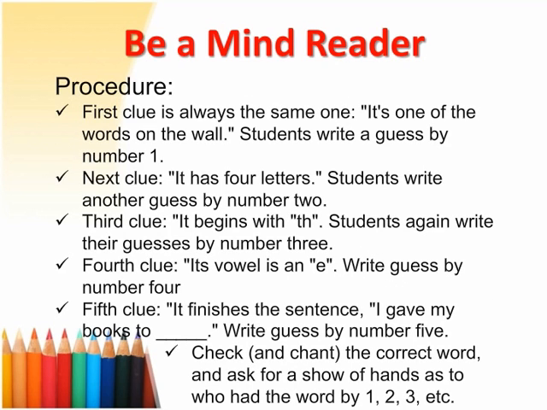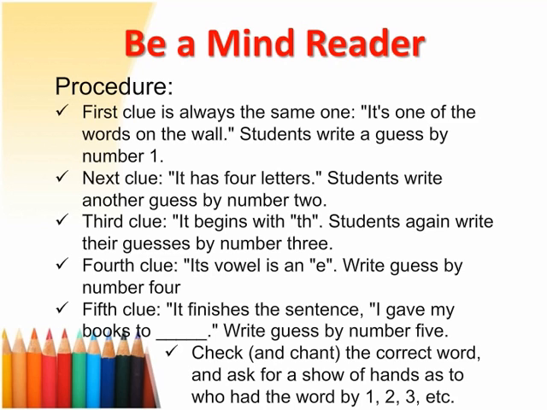Here are the steps for Be a Mind Reader. The first clue is always the same. It's one of the word wall words. The students then write a guess beside number 1 on their paper. The next clue might be something like, it has 4 letters. The students then write another guess beside number 2. The third clue could be, it begins with TH. The students then again write another guess beside number 3.